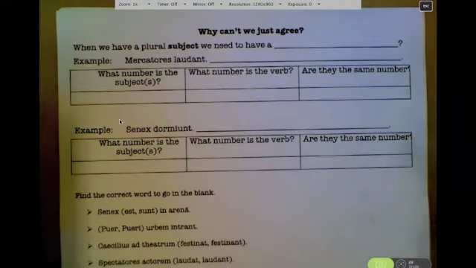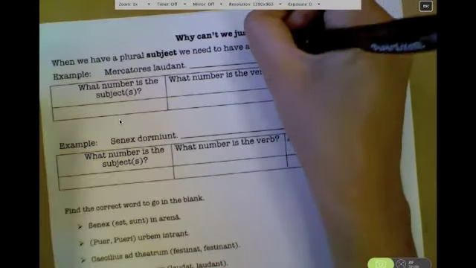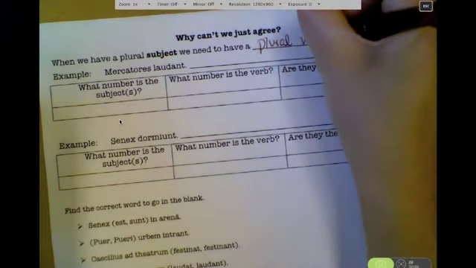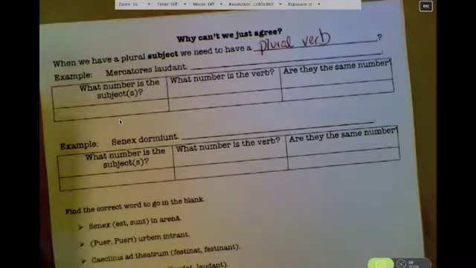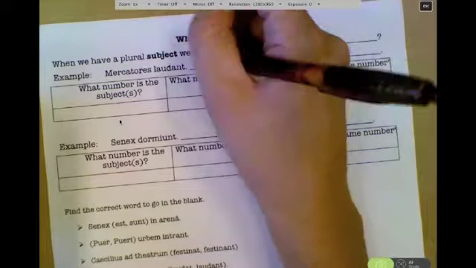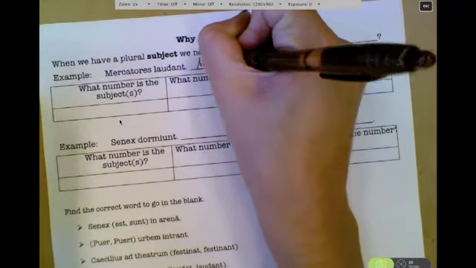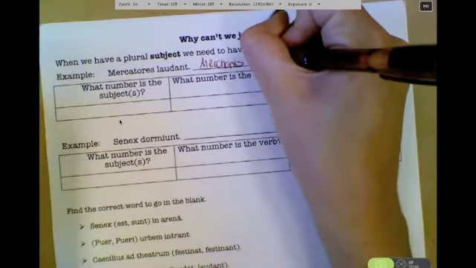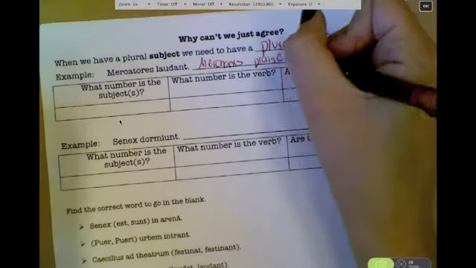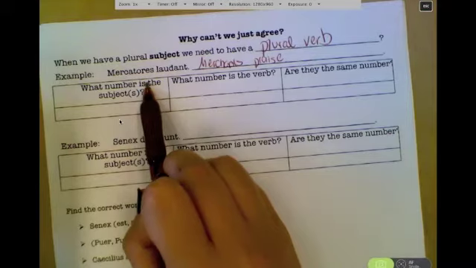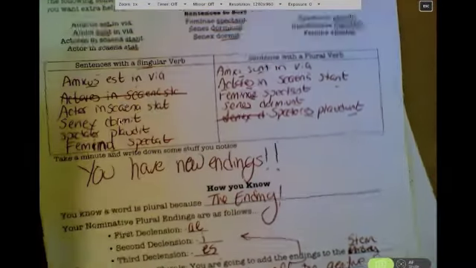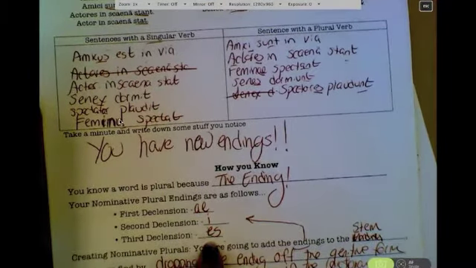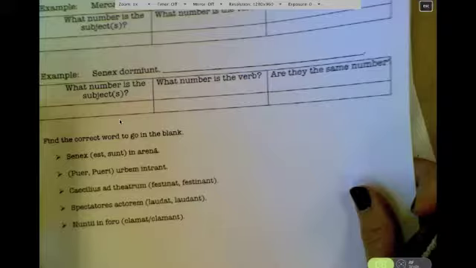All right, so when we have plural subjects, we need to have a plural verb as well. Okay, example, mercatores laudant. So it means the merchants praise. Okay, how did I know that mercatores was plural? I knew it was plural because it had one of these nominative plural endings on it. It had the es, so I know it's merchants instead of just merchant.